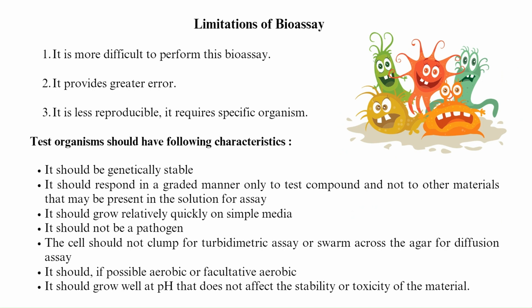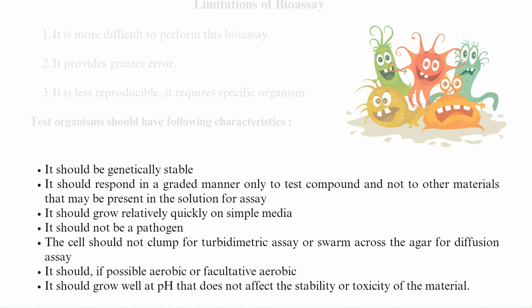It should be genetically stable. It should respond in a graded manner only to the test compound and not to other materials that may be present in the solution for assay. It should grow relatively quickly on simple media. It should not be a pathogen. The cells should not clump for turbidimetric assay or swarm across the agar for diffusion assay. It should, if possible, be aerobic or facultative aerobic. It should grow well at a pH that does not affect the stability or toxicity of the material.